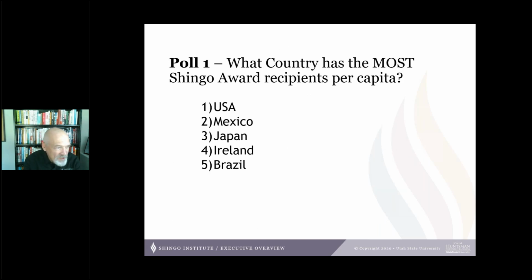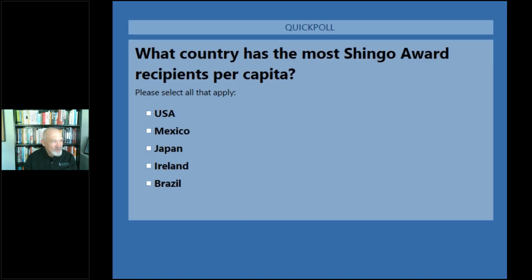So that brings me to poll number 1, and I think Emma is going to send this out. But what country has the most Shingo Award recipients per capita? Okay, I'm just going to launch that for you, Ken. Okay, thank you, Emma. If you could please select what you think is the answer. And Peter can't participate because he knows the answer, and so do I. So I won't participate either. But I would love to see what people think. Okay, so we're just getting the final few votes.